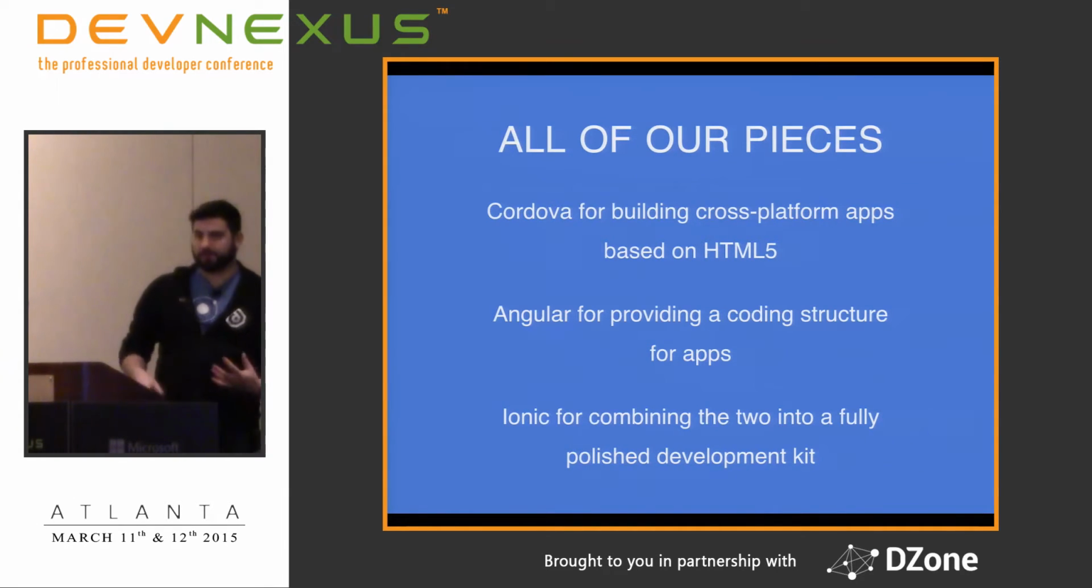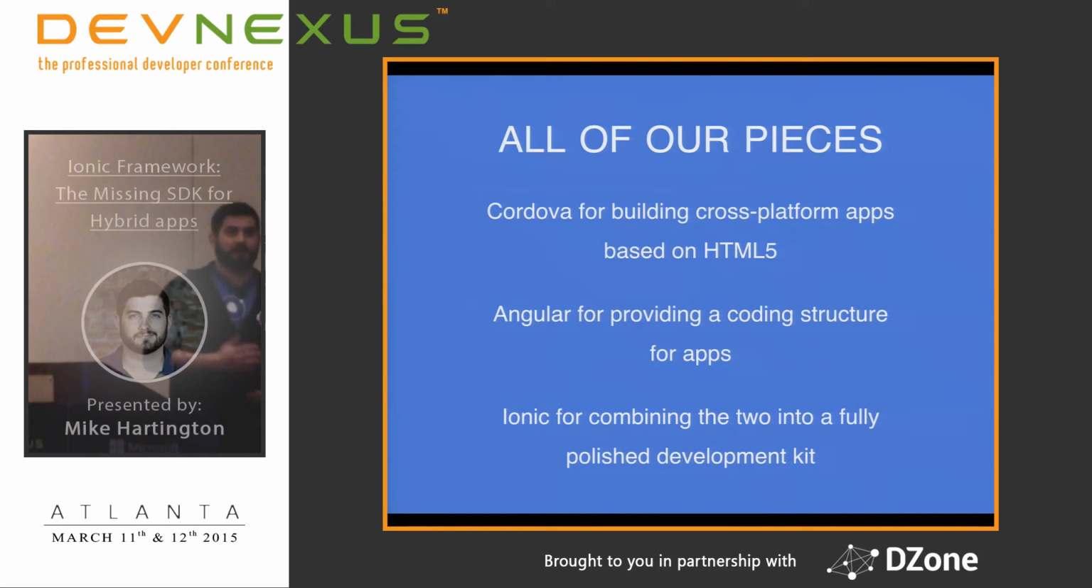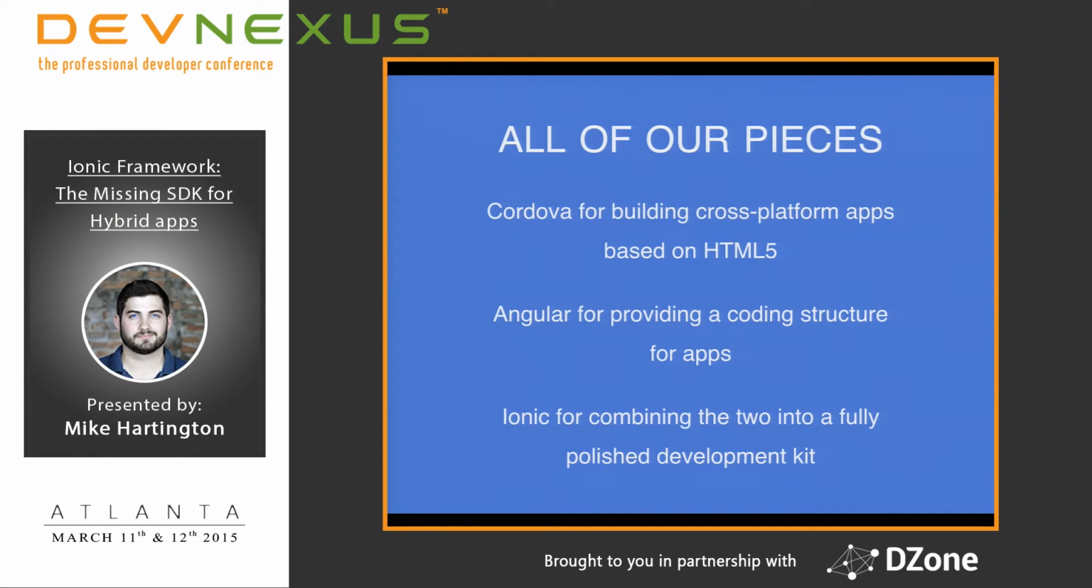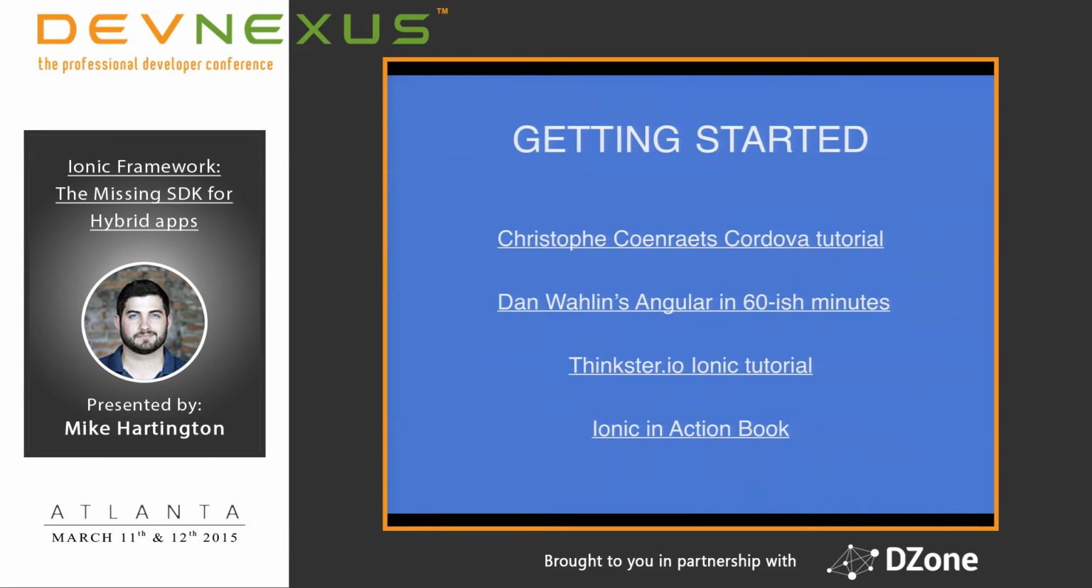So we now have all these pieces together, so that way we can say, hey, here's our app. We're going to use Cordova to actually build this cross-platform app. We have Angular, so that way we can actually get some coding structure into everything. And we have Ionic providing all these native-like UI components.